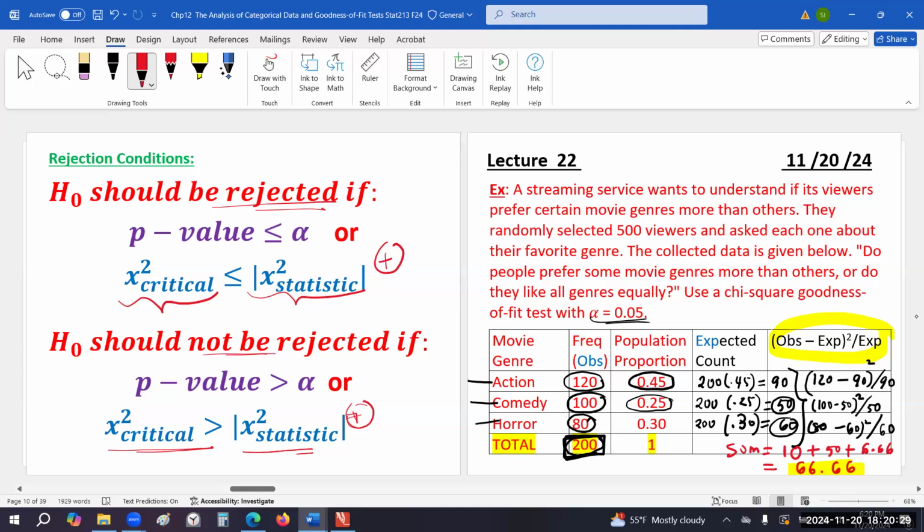Either you do p-value, or t distribution, or z distribution, or chi-square distribution. It doesn't matter which one you do. They all have the same rule. If the critical is smaller, we reject. But if the critical is bigger, we fail to reject. And if you're working with p-value, then if p-value is smaller than the alpha, we reject. But if p-value is bigger than alpha, then we fail to reject. You should actually know these. We're not going to use it in the exam, but you should also know this.